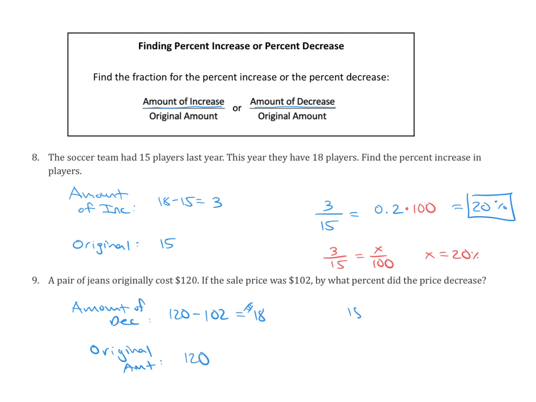So I take that amount of decrease over the original amount, and I get 0.15, that's a decimal. We change it to a percent by multiplying by 100 or moving the decimal 2 places to the right, and that gives us 15%. And again, you could use the proportion for that if you wanted. It would be 18 over 120 equals x over 100, and you would get that same answer, a 15% decrease.